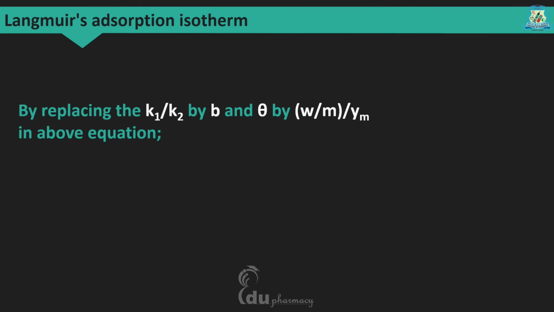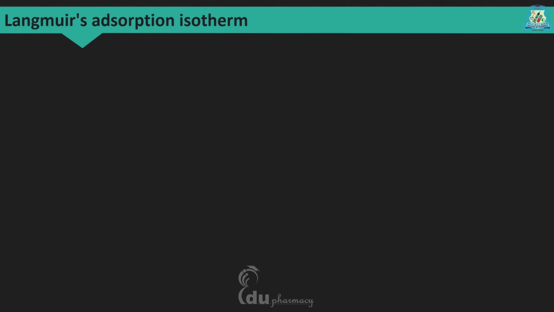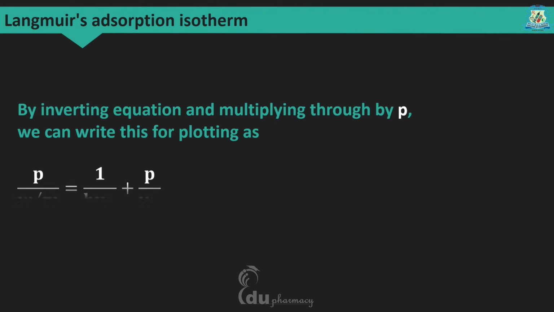By replacing K1 upon K2 by B and theta with W by M upon Ym in the above equation, the resulting equation is known as the Langmuir isotherm, where W by M is the mass of gas adsorbed per gram of adsorbent and Ym is equal to the mass of gas that 1 gram of adsorbent can adsorb when the monolayer is complete. By inverting the equation and multiplying by P, we can write this equation for plotting a graph as P upon W by M equal to 1 upon B Ym plus P upon Ym.